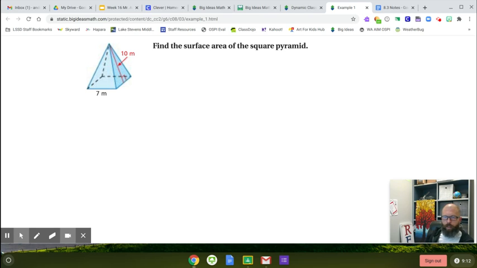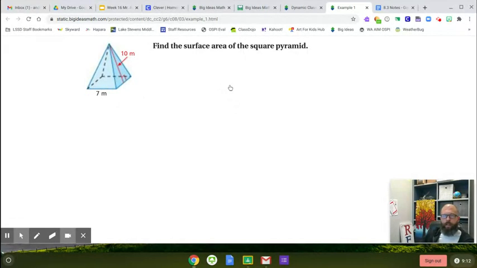We are on 8.3 now, example 1, and we are working on finding the surface area of a square pyramid here. That means the base is a square, and then it would have 4 triangles that connect at the top. So if you see here, we have a square with 4 sides, and the triangles all meet at the top. Okay, so this line tells us that the height of the triangles is 10 meters, right? And that the edge of the square is 7.